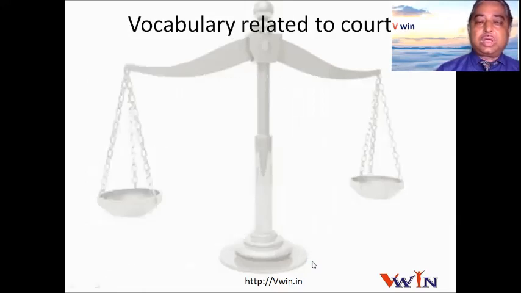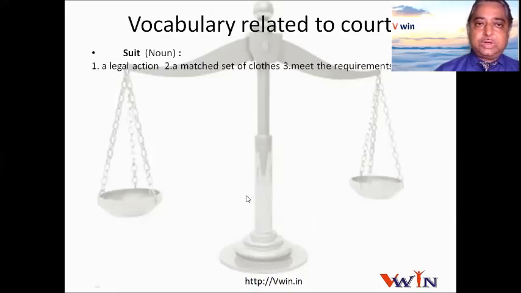Now let's look at the next one. Next one is suit. Suit actually has three meanings. First one, in context of court, is a legal action or a court case. Second is a matched set of clothes. We know very well, we wear suits in winter. Third is meet the requirement, which is actually a verb.